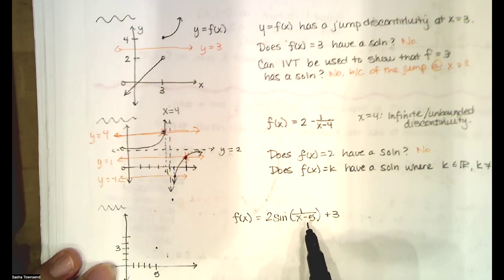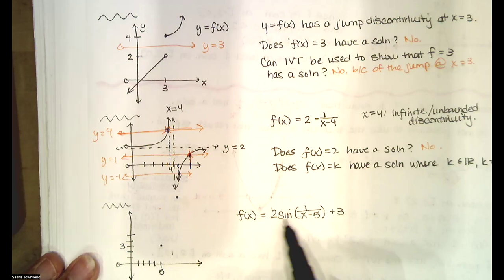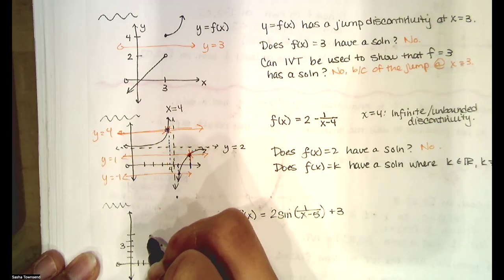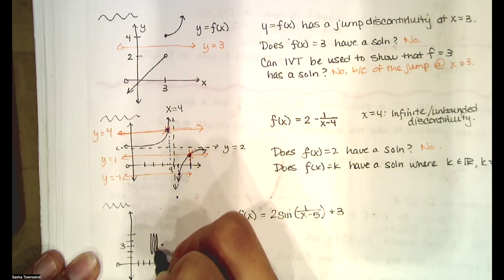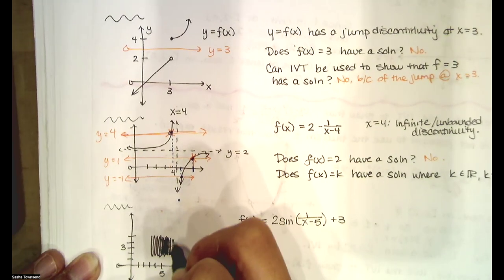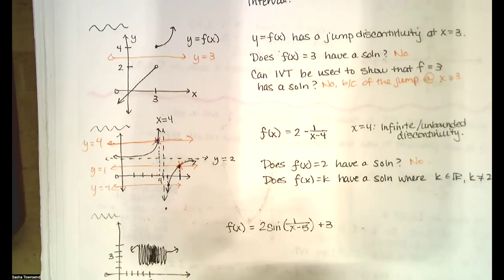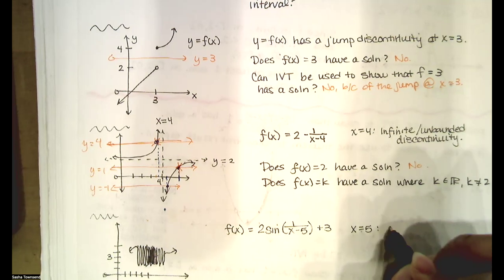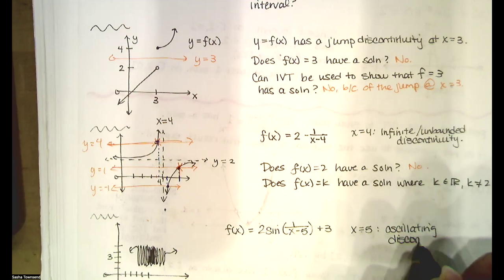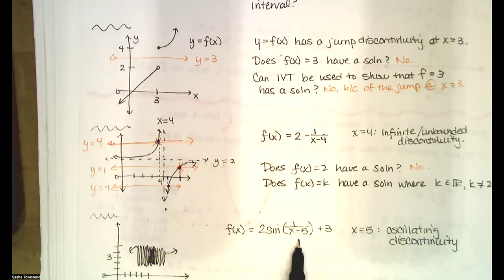So this is going to oscillate rapidly as we get close to x equals 5. We're taking a sine function which oscillates between -1 and 1, and we're multiplying it by 2. So it's going to be twice as tall. And then as we get closer and closer to 5, it's going to be denser. So x equals 5 is an oscillating discontinuity. So the intermediate value theorem can be applied on any interval that does not include x equals 5.